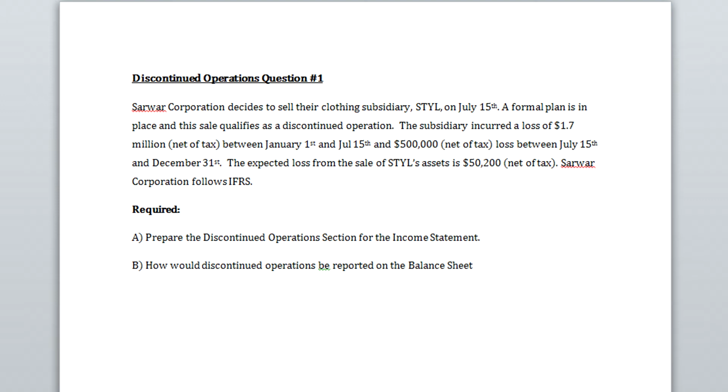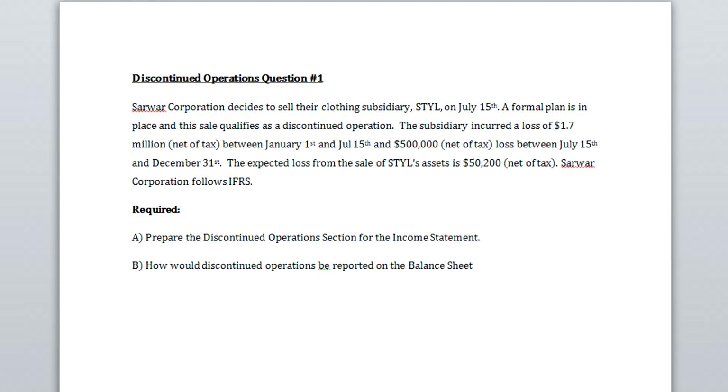And then it's also going to tell us that the expected loss from the sale of the assets is $50,200 net of tax as well. And Software Corporation follows IFRS. Okay? So a lot of important information there. And we'll decipher what is important and what is not in just a moment.